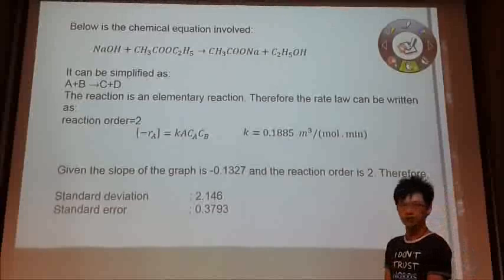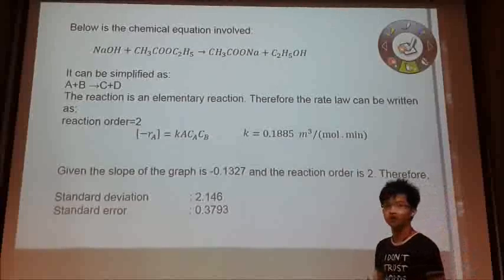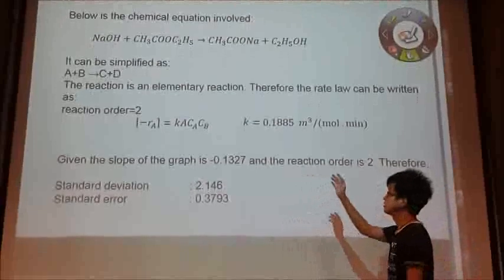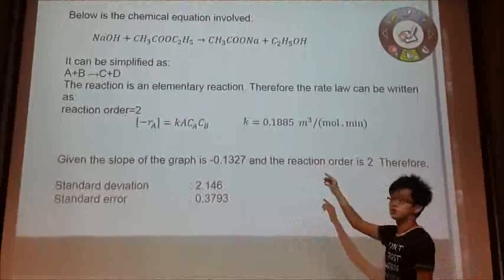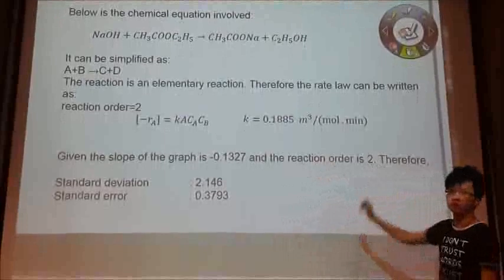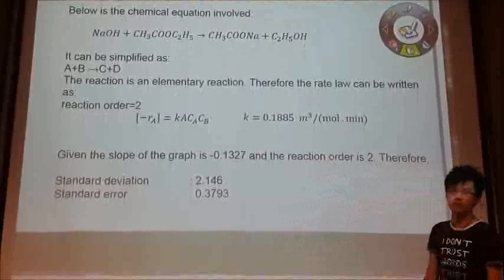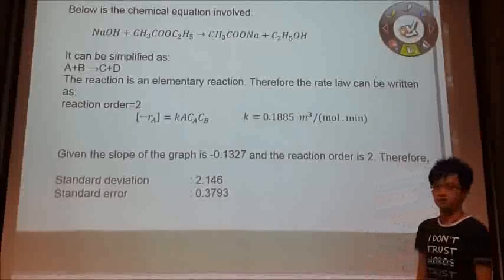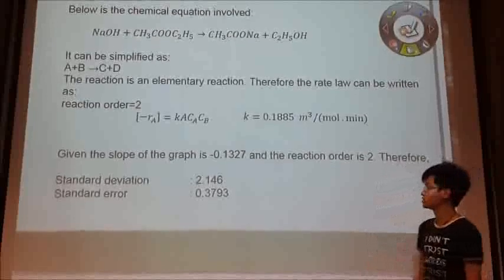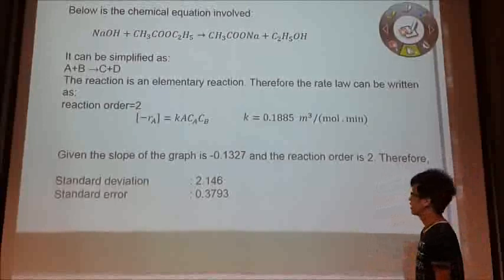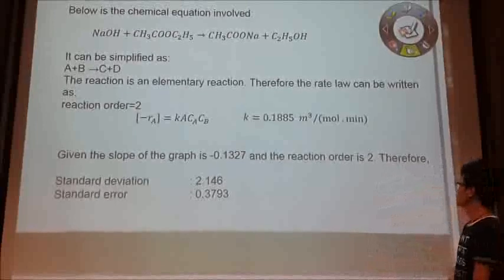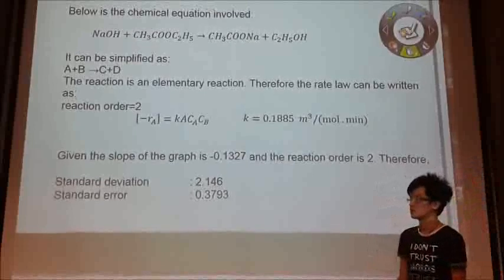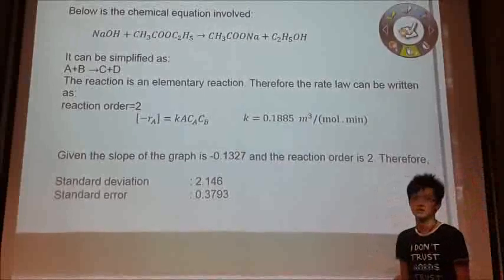From the experiment we know the values of Ca and Cb, so from the equation we calculated the K value to be 0.1885 meter cube per mole per minute. Given that the graph slope is negative 0.1327 and the reaction order is 2, therefore the standard deviation is 2.146 and the standard error is 0.3793.